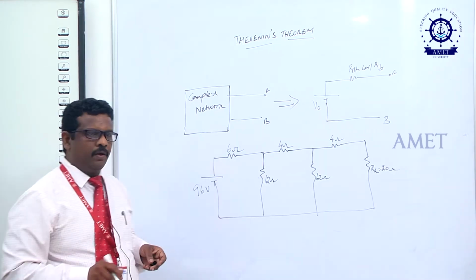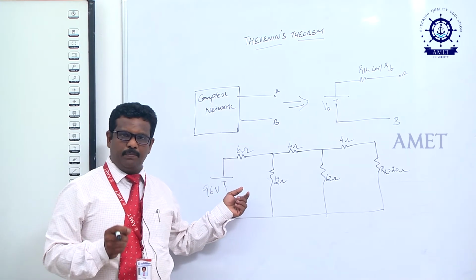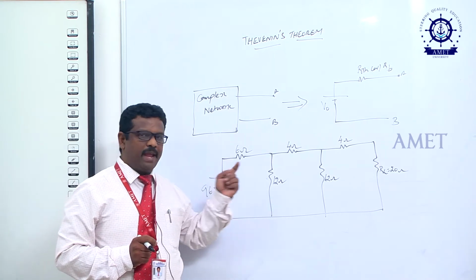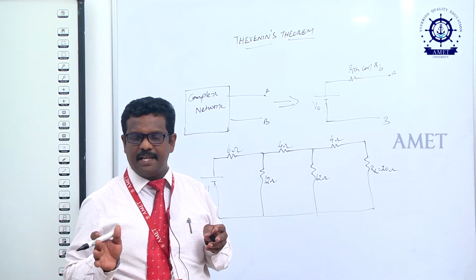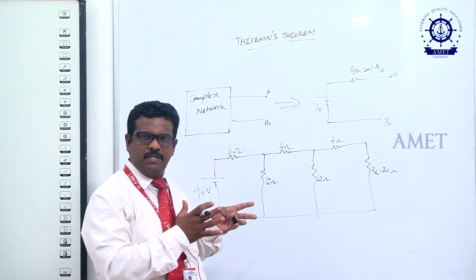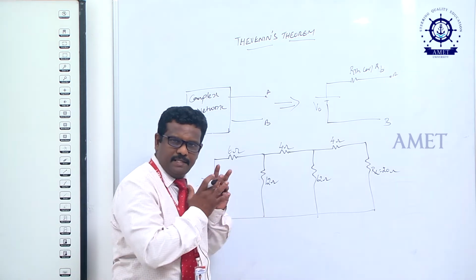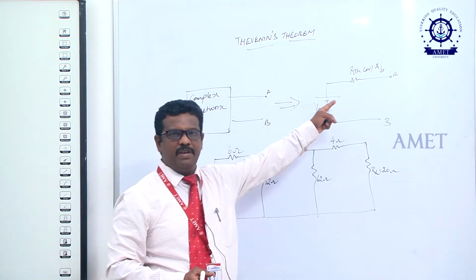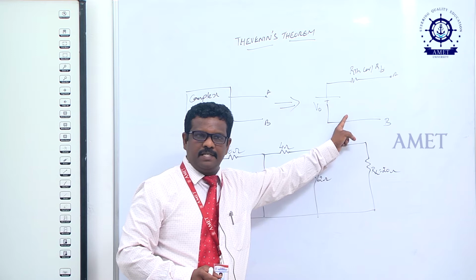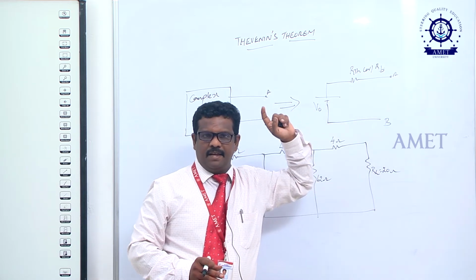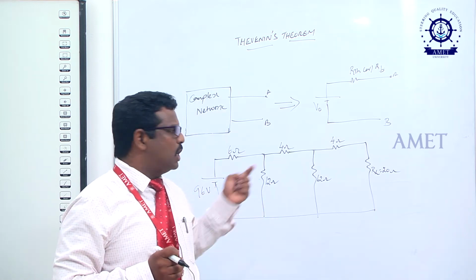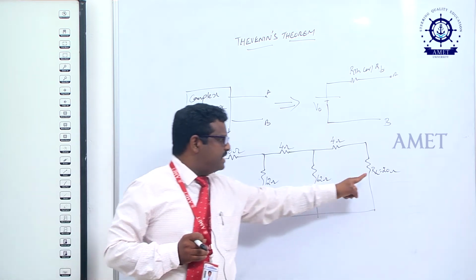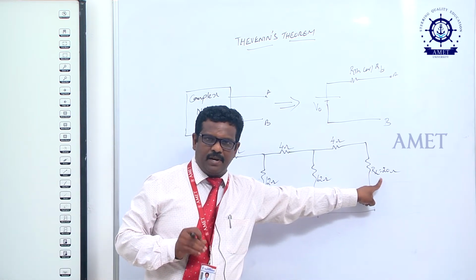We are going to see simple problems solved by applying Thevenin's theorem. From this you can easily understand how we reduce this network into a simplified network, like the previous one, a voltage source in series with a resistance. From that, how do we calculate the load current? Here, which one is the load? R suffix L is nothing but the load.